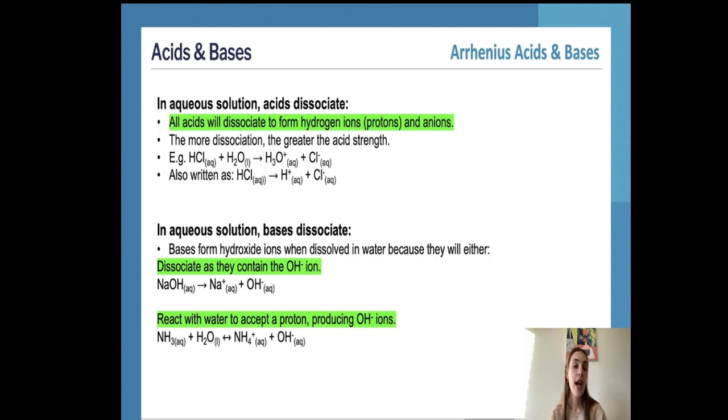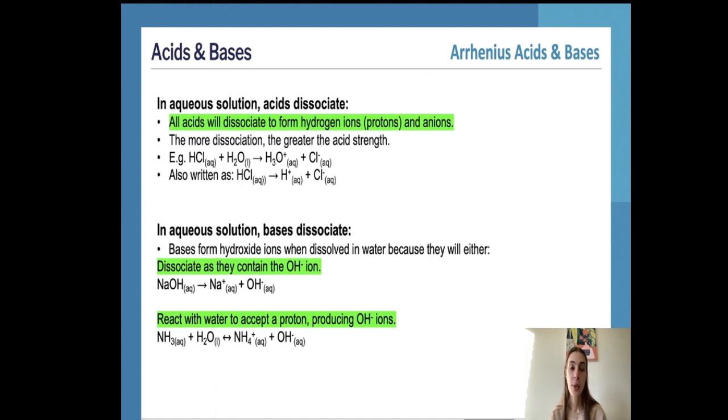Or they can react with water to accept a proton, which then produces the hydroxide ions. So for example, if we had NH3 and we added that to water, we would then get NH4+, which is the ammonium ion, plus OH-, and so that OH- would be the leftover from water. And so because we have the OH- present, it's showing that we have the hydroxide ion being produced.